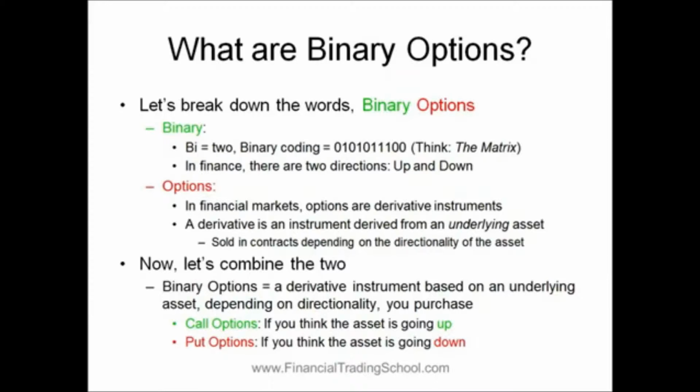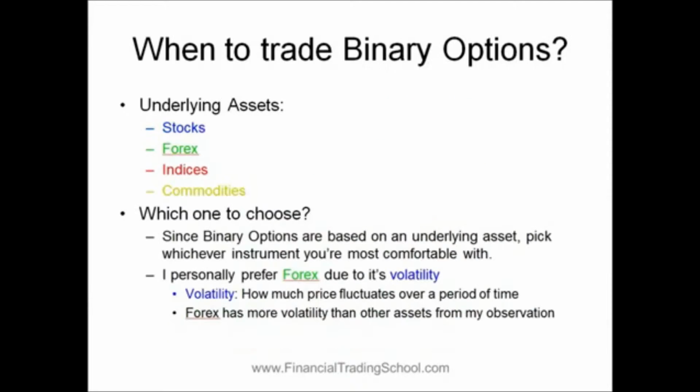Now, for options, in the financial markets, options are derivative instruments. And basically, a derivative is an instrument derived from an underlying asset. And these are usually sold in contracts depending on the directionality of the asset. Now let's combine the 2 words again. Binary options. It's basically a derivative instrument based on an underlying asset depending on the directionality. You purchase A, a call option if you think the asset is going up, or B, a put option if you think the asset is going down.